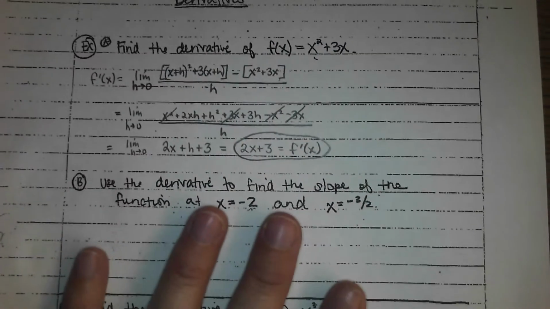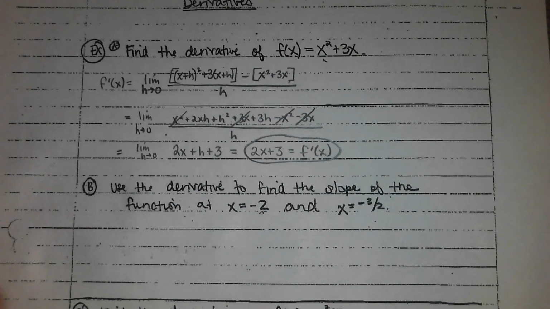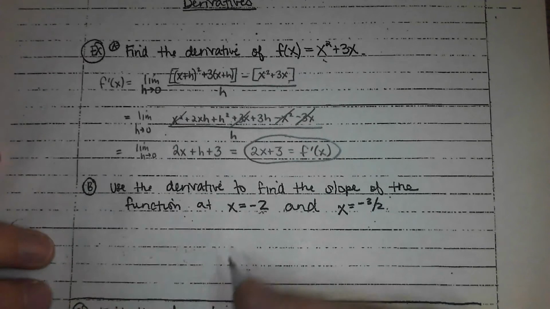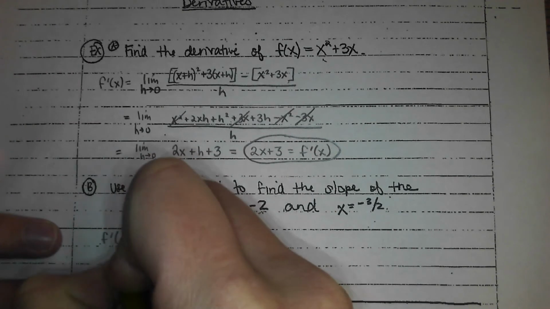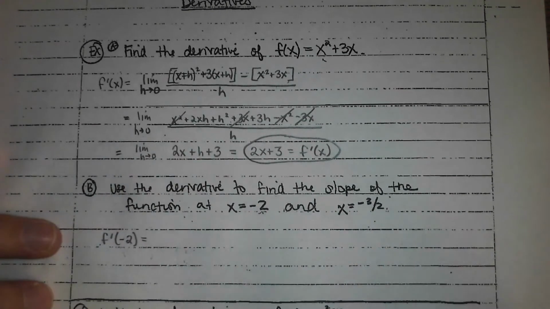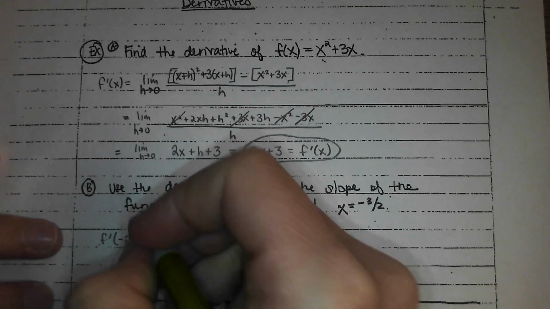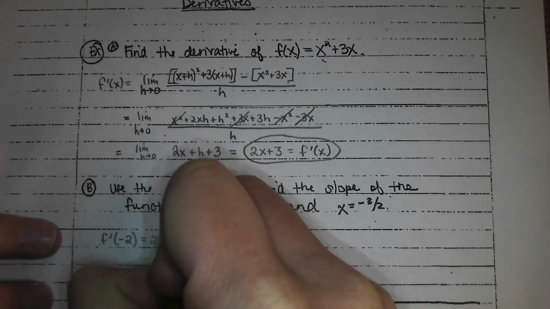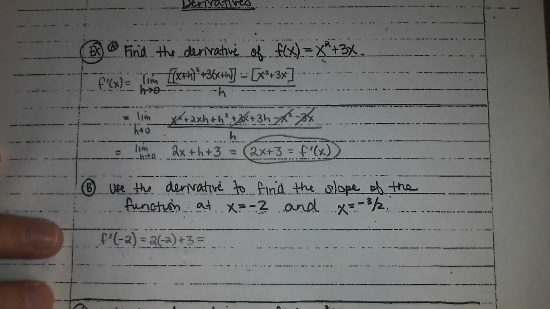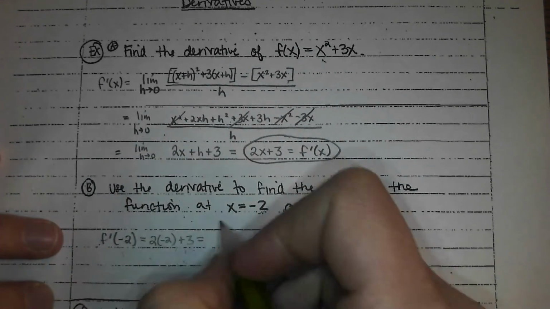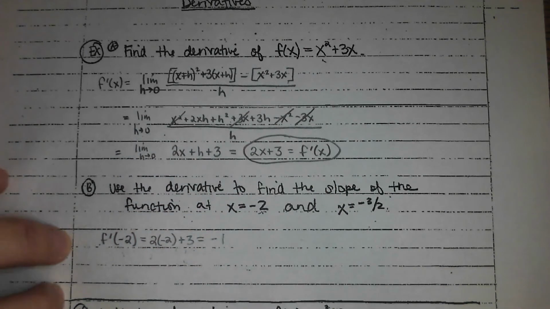Use the derivative to find the slope of the function at x equals negative 2. So that's just going to be f prime at negative 2, which is going to be 2 times negative 2 plus 3, which is going to be negative 4 plus 3, negative 1.